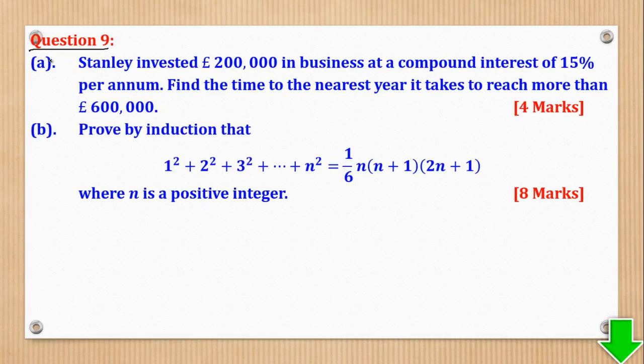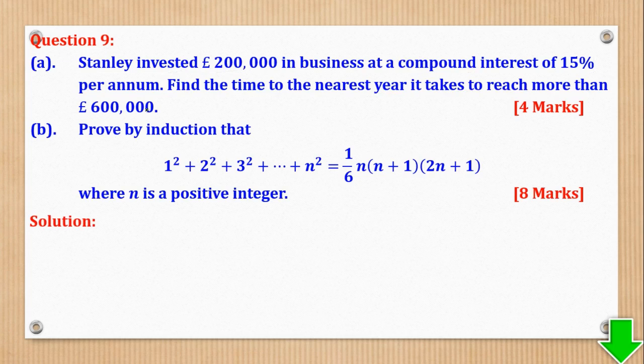So now we shall go to question 9. Question 9 part A says, Stanley invested £200,000 in business at a compound interest of 15% per annum. Find the time to the nearest year it takes to reach more than £600,000.